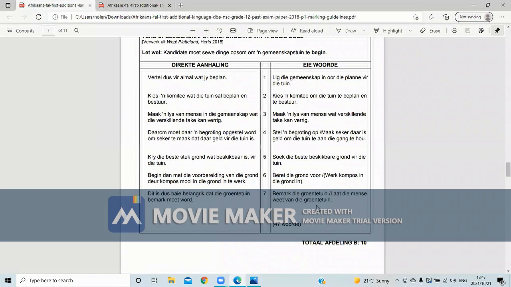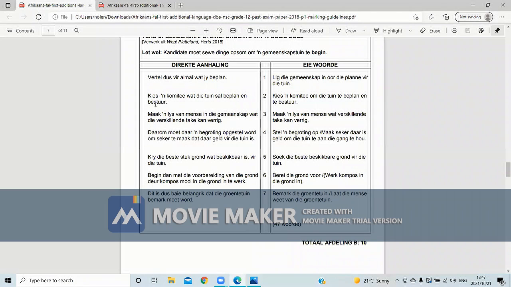Okay, yes, this is a lovely way to check how you do it. So yeah, it says vertel dis vir almal wat jy beplan. So that means therefore tell everyone what you're doing. Lig die gemeenskap in oor planne vir die tyd. So that's a really fancy way of doing it. You don't have to do that. You can just remove some words that are irrelevant.